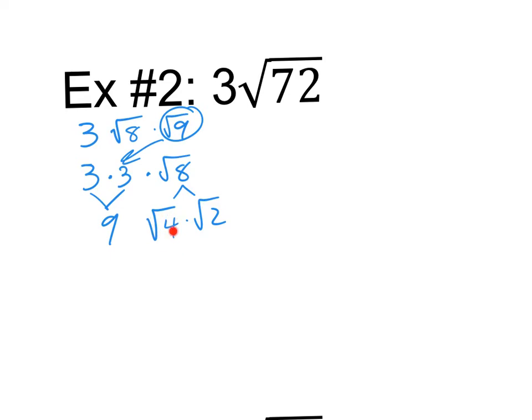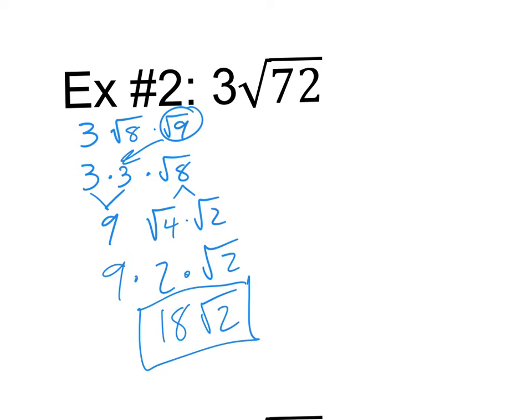Or you could just say, hey, you know what? The square root of 4 is 2. So you have 9 times 2 times square root 2. 9 times 2 is 18. And so you have 18 times the square root of 2 is your final answer because 2 doesn't break down anymore. Okay, that was a little bit long, but it was pretty easy.